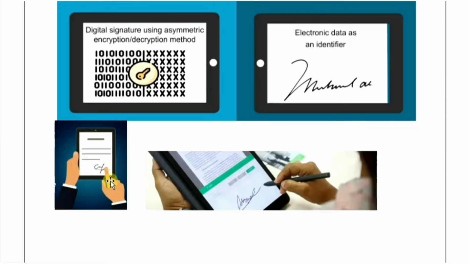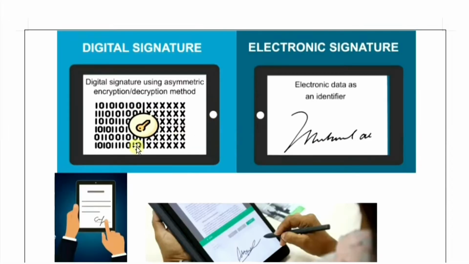finger on a touchscreen. Whereas a digital signature is a kind of electronic signature which is used to secure a document by embedding a fingerprint and encrypting it. So if you want to secure documents, you can use a digital signature. On the other hand, the electronic signature can be used for verification purposes only.